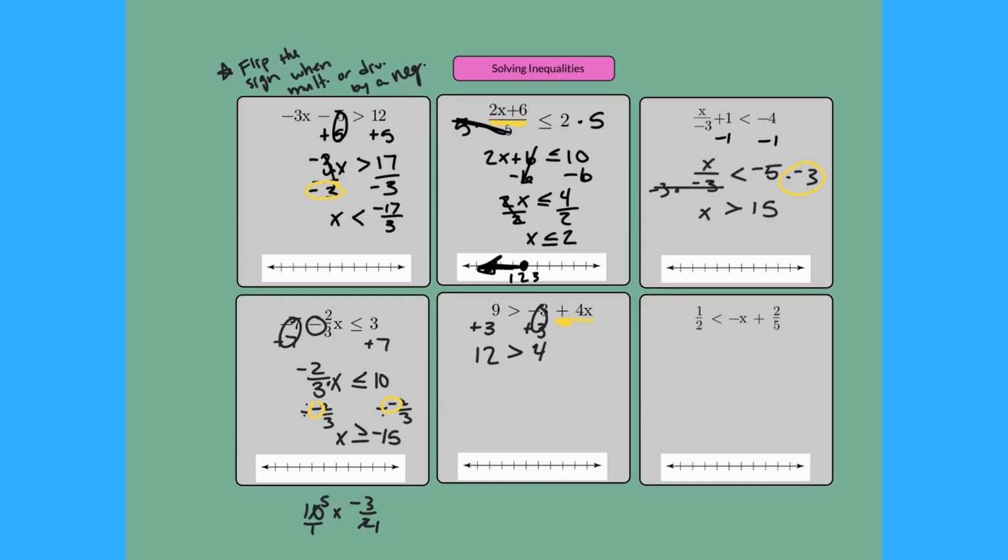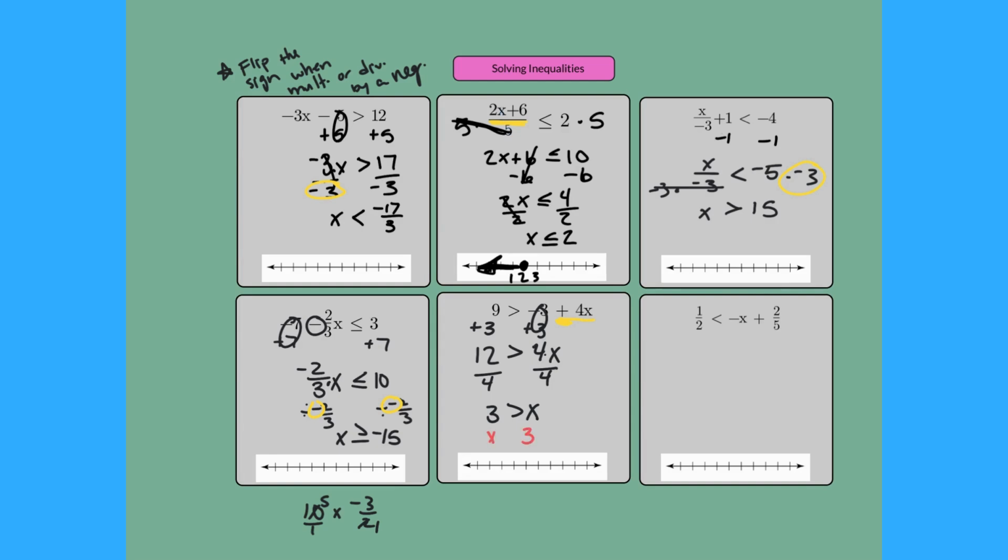And then we still have that positive 4x. And we're going to get rid of that multiplying by dividing both sides by 4. It's going to be 3 is greater than x. Now, if I want to, I can flip this one around. A lot of us like to have that variable on the left-hand side. Makes it easier to graph. So we could also make the equivalent expression, or the inequality. So the equivalent inequality is to flip the x and the 3.